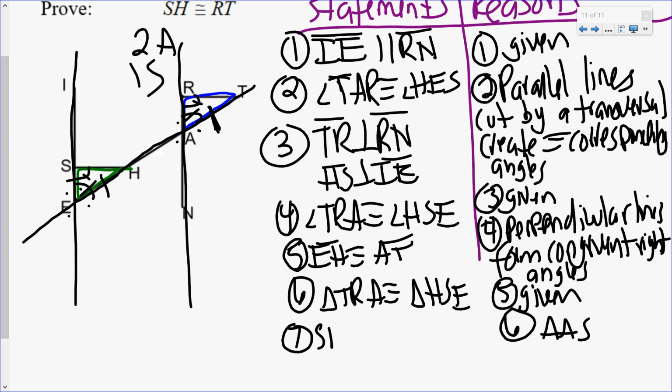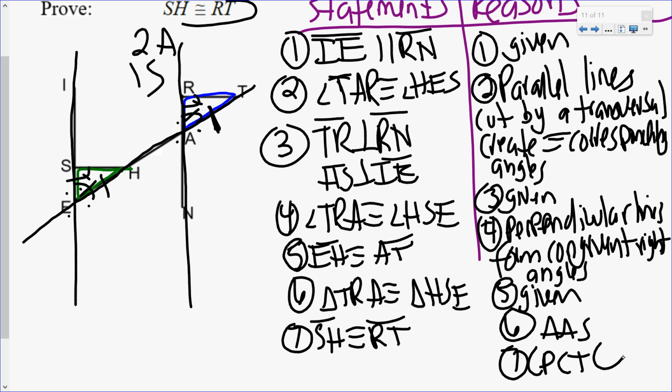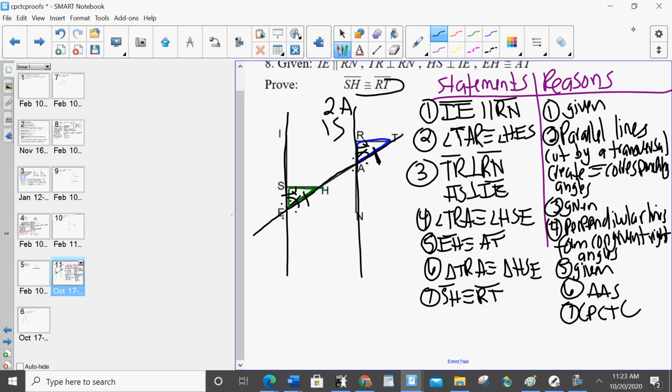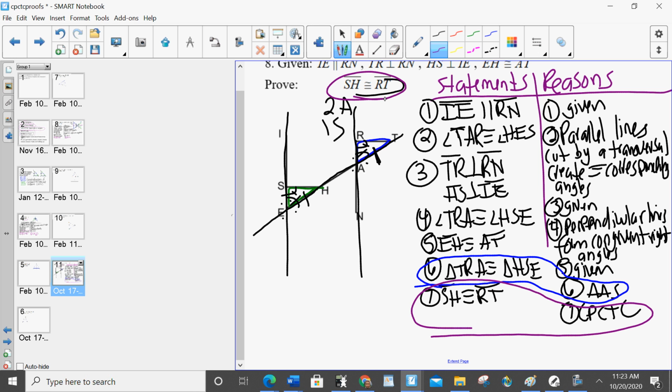Now that the triangles are congruent, I can state that any of the corresponding parts are congruent. So I can state that SH is congruent to RT because that's what it wants me to prove. And the reason is CPCTC. You're always proving the triangles are congruent. If you're doing a proof and you did not prove the triangles are congruent, it is not right. You're always proving the triangles are congruent. And after that, you're going to state what they want you to prove, CPCTC.